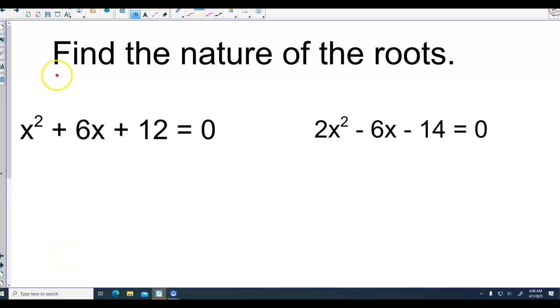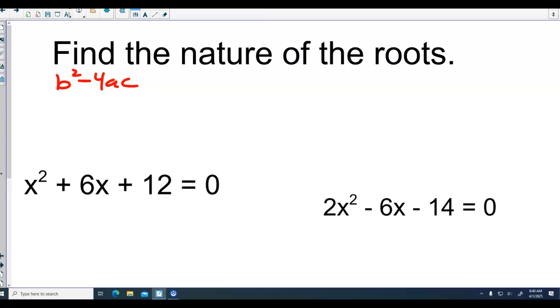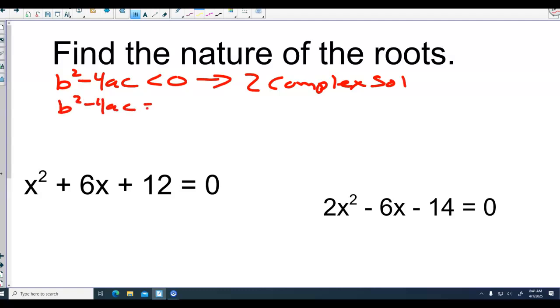Nature of the roots. We're just dealing with the b squared minus 4ac. That's it. If it's less than 0, my answer is 2 complex solutions. And if it's equal to 0, my answer is 1 double root. There's no distinction between those two.